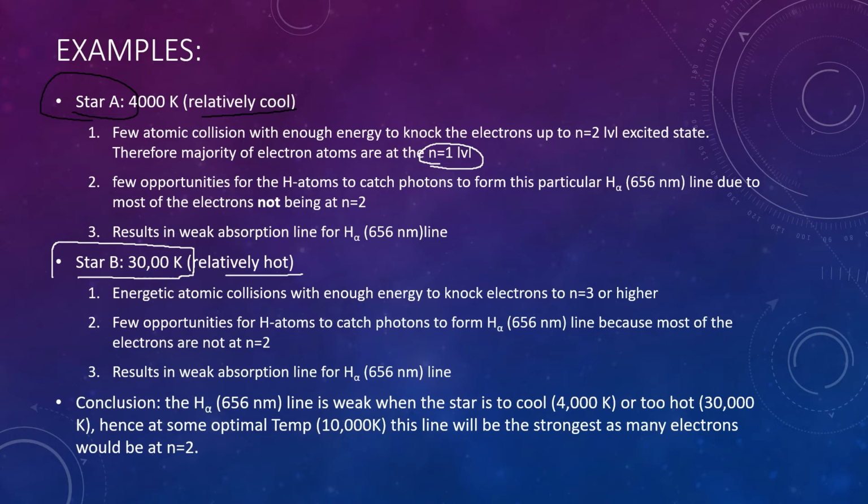The conclusion is that the hydrogen alpha line is weak when a star is too cool or too hot. Hence, you need some optimal temperature, such as 10,000 Kelvin, and this line will be the strongest, as many electrons would already be at the second level and be able to pop up to the third.